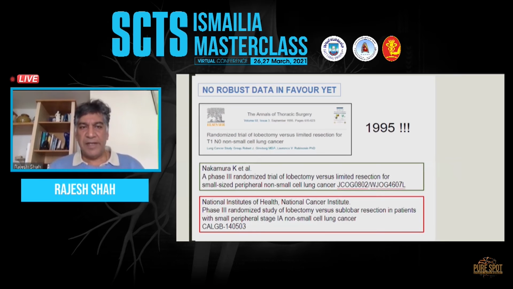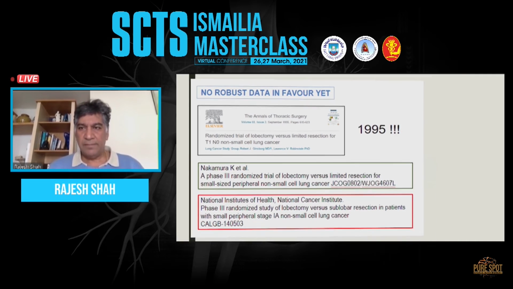There's no robust data in favor yet for these sublobar resections, but as colleagues are aware, there are 2 big randomized studies going on, and we await the results with interest.